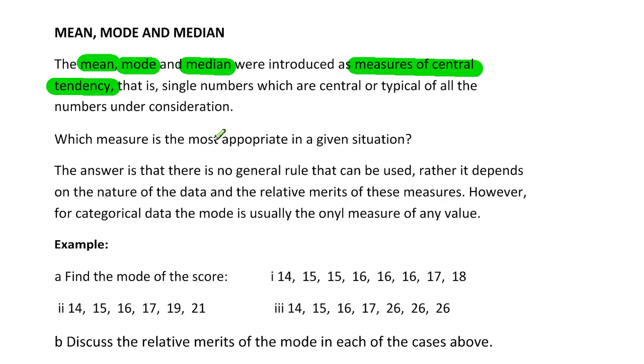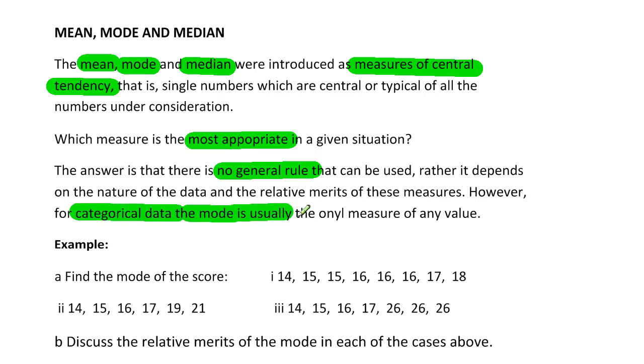So the question is, which one is most appropriate? Which one should we use? Mean, mode, median, all of them? Well, as they say here, there's no general rule that can be used, but it depends on the type of the data. There is one thing, however, they mention: categorical data usually uses the mode. In fact, it's the only measure of any real value.